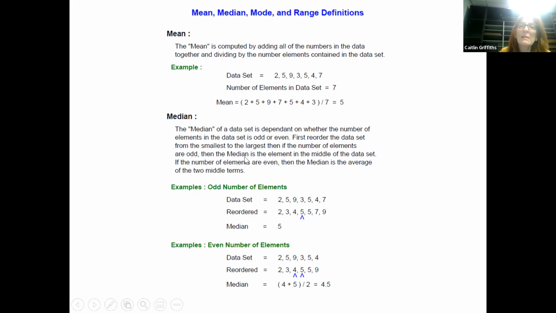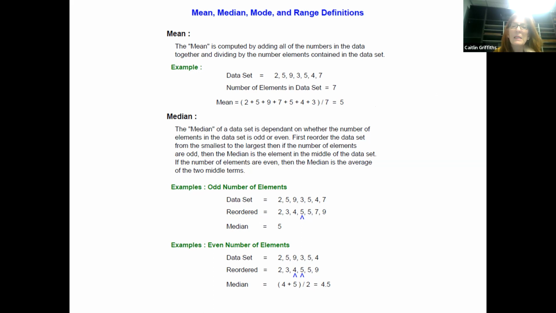So we have mean, and the data set 2, 5, 9, 3, 5, 4, and 7. They are added together and divided by 7. And it's a whole number, which is 5.